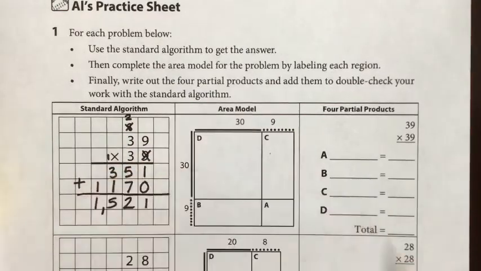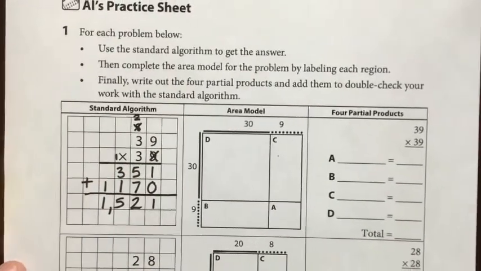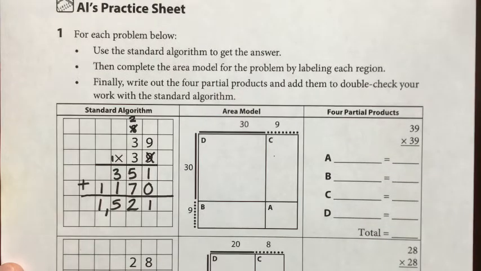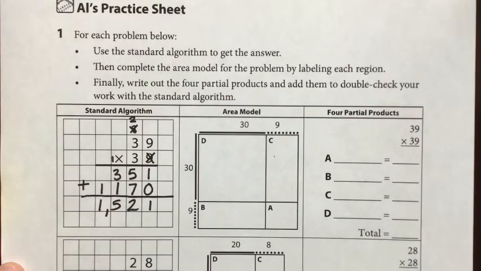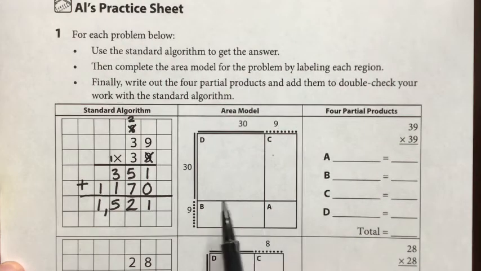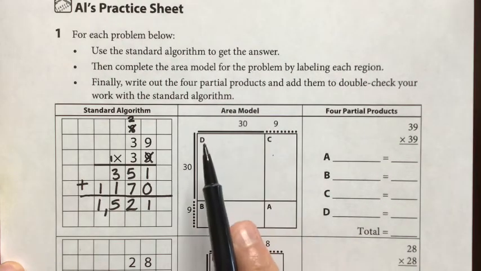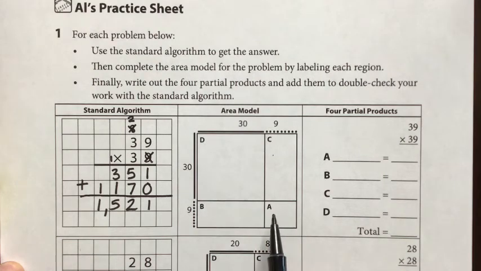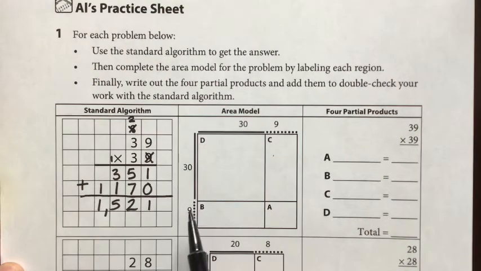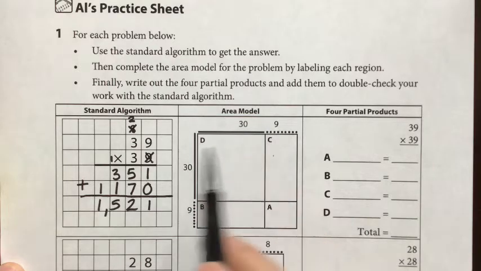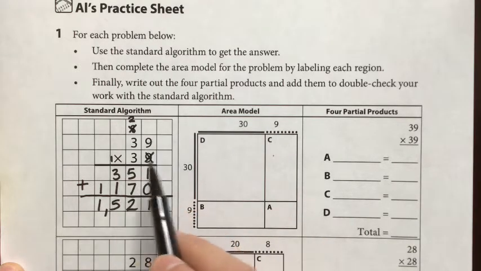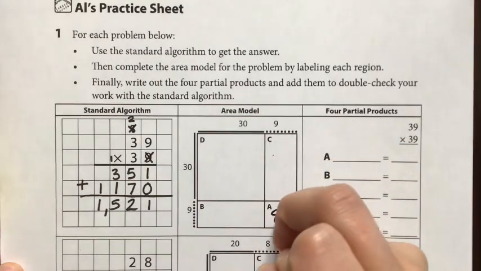So my final answer is 1,521. Okay, now I'm going to start with the area model. So remember, I'm going to start with A, then I go B, C, and finally D. So let's start with A. Just like we did with the standard algorithm, we're going to go 9 times 9. That's like what we did first. 9 times 9 is 81.